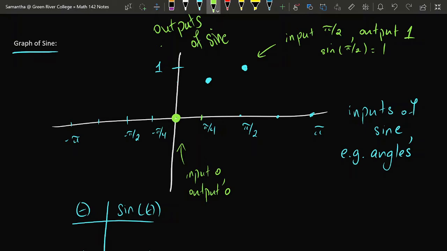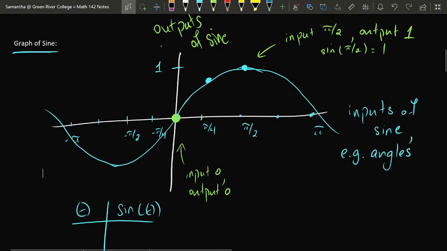Now I can continue to fill in dots by hand and connect the dots, and when you do that, you get a shape that looks a little bit like a wave. Now this is a fairly rough handmade graph, so let's go ahead and grab a computerized graph real quick so that you can see this more clearly.